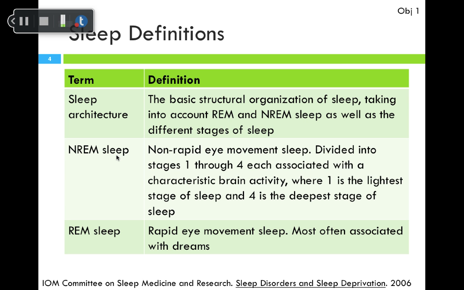Non-REM sleep, or NREM sleep, is non-rapid eye movement sleep. This is divided into stages 1 through 4, where each stage is associated with a characteristic brain activity. Stage 1 is the lightest stage of sleep, the stage where you're closest to being awake, and stage 4 is the deepest stage of sleep, where you're having very slow brainwave activity and you're in a very deep sleep. REM sleep is rapid eye movement sleep, and this is the stage of sleep that's most often associated with dreaming.